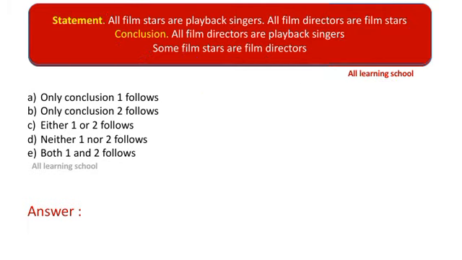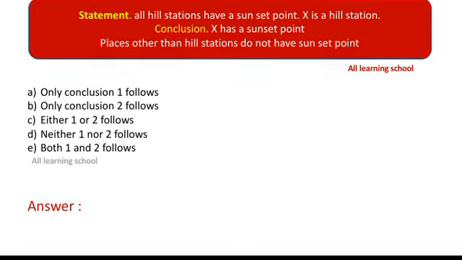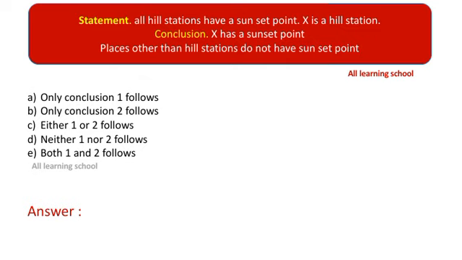Now question number 14. All hill stations have a sunset point. X is the hill station. First statement is positive, second statement is positive. If both statements are positive, the conclusion should be positive. But look at the second conclusion, it is negative. A negative conclusion will be wrong. We will not assign any rule to a negative conclusion, so it will be wrong totally.